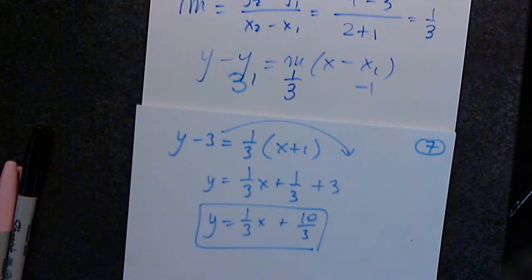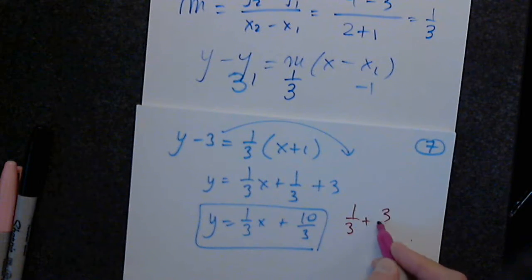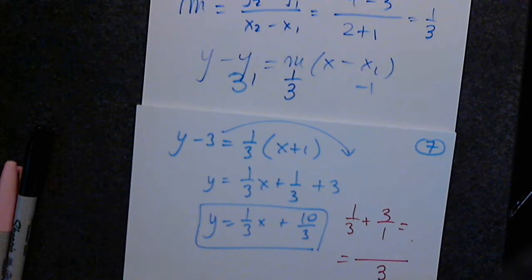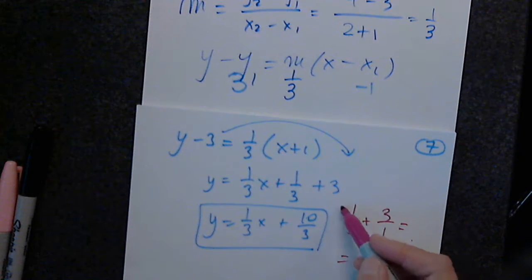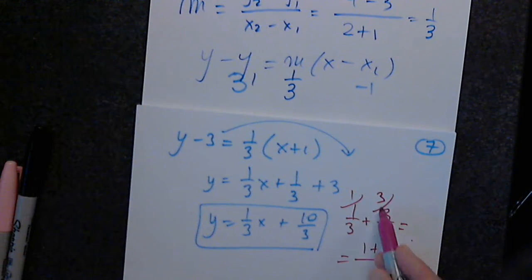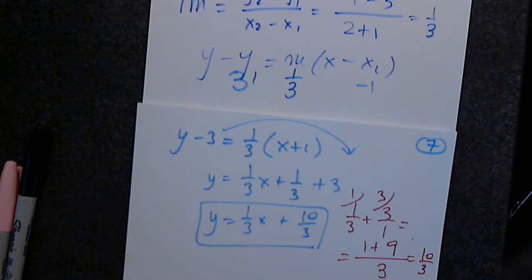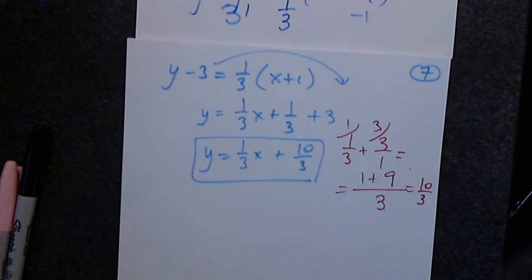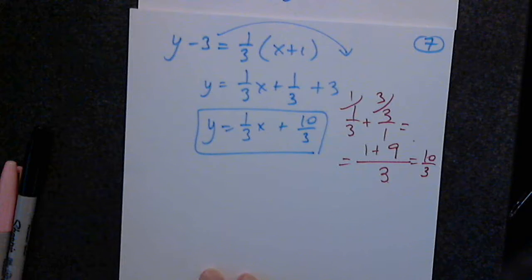Any questions? Can you just explain that? Yes? I know that 1 over 3 plus 3 over 1. The least common denominator is 3. 3 was not multiplied by anything. 1 was multiplied by 3. So 1 plus 3 times 3 is 10 over 3. Better? Other questions, please.